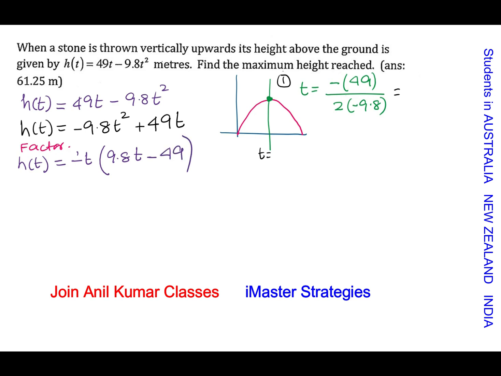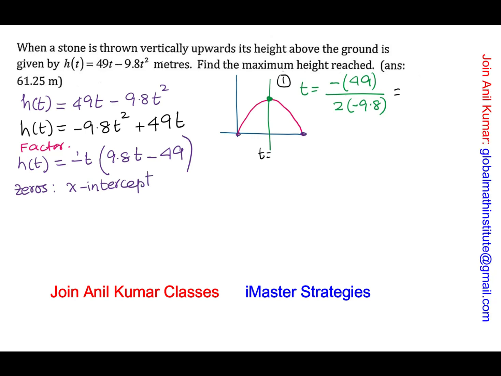So when we factor, we get zeros. If I want my zeros, which are the x-intercepts, I get two different values of t. These two, right? So t equals 0. And the other value is 49 divided by 9.8, which should be equal to 5.